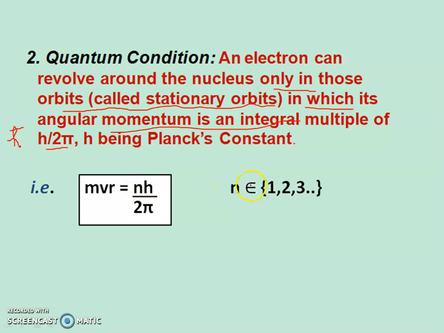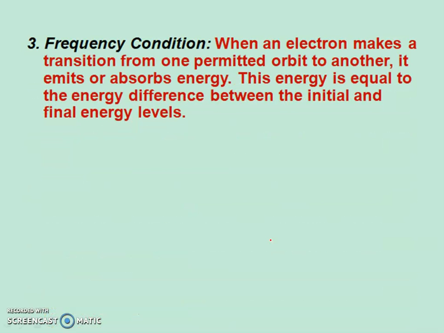Now this n is nothing but the numbers 1, 2, 3, 4, 5, 6, right? So all non-zero positive numbers are n. N is the principal quantum number, right? And the third postulate is the frequency condition. If the electron revolving around the nucleus in a certain orbit absorbs energy, it will jump into a higher state, the excited state. And when it releases the energy, it comes down the orbit.